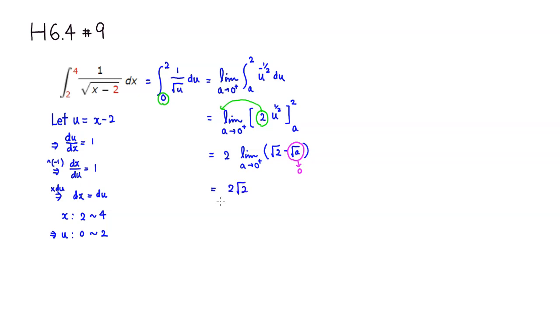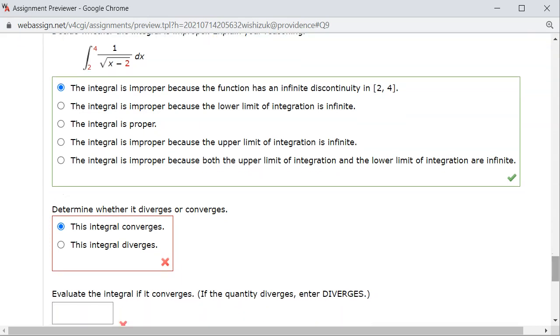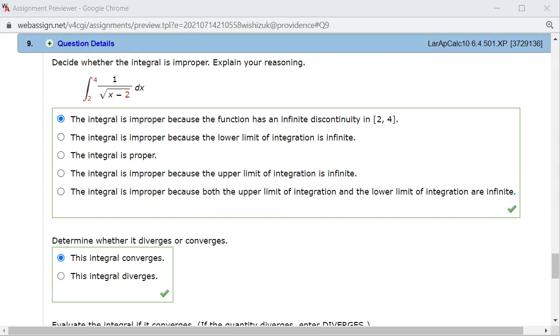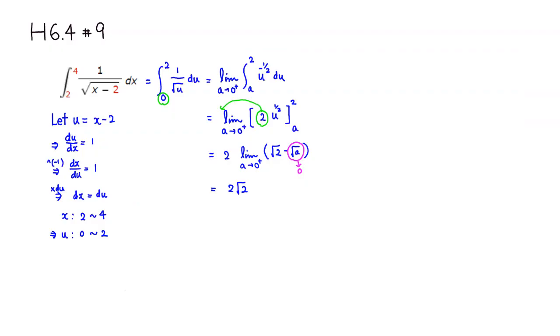So let's type it in. This is going to converge because we get a number, and it converges to 2 square root of 2. Let's check the answer. I came back and it looks like we got these correctly. That's it. I hope that this was clear.